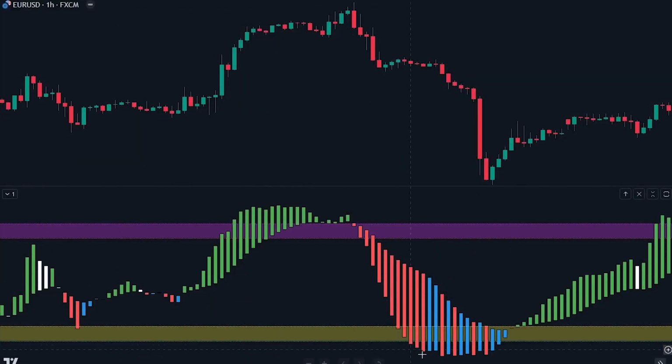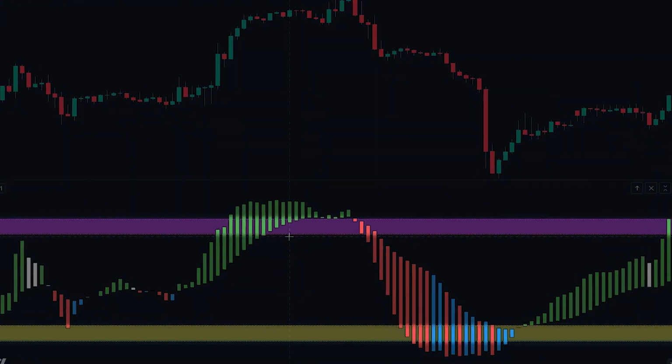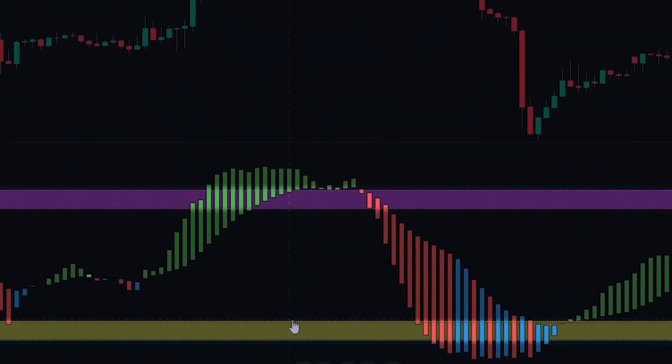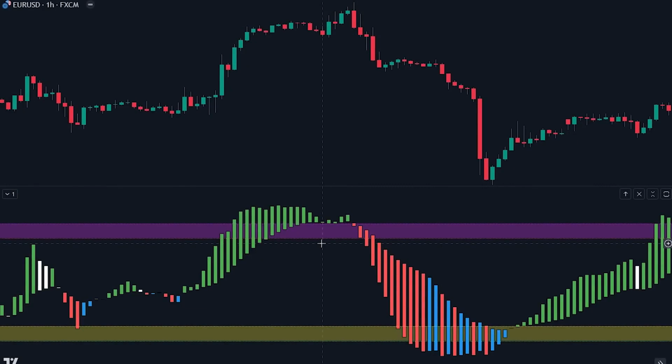Let's first understand what the components of the indicator are. The first component of the indicator is the threshold lines, which are characterized by the horizontal yellow and purple colors, which play a crucial role in this indicator. These lines act as key levels that indicate the threshold for significant fund flows within the market.